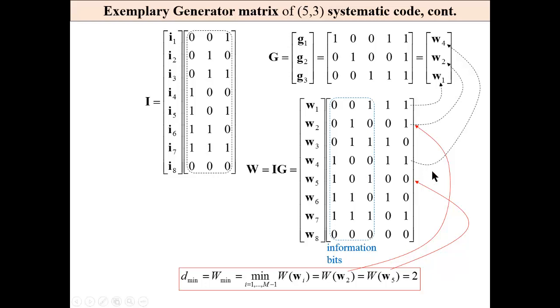All code words are presented here for this code described by this generator matrix. As we can see, rows of this generator matrix are code words 4, 2, and 1. These are information bits, and these are parity-check bits. The minimum distance of this code is the minimum weight of code words, which is 2. For W2 it is 2, and also for W5 it is 2, which means that the minimum distance of this code is 2. This code enables detection of single errors, and that's it.